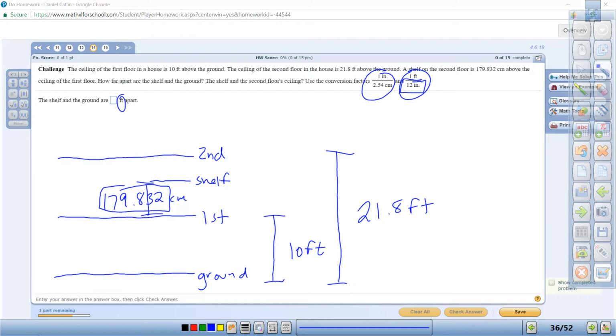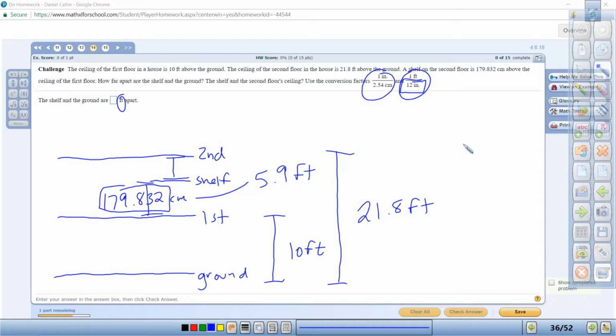And in this particular problem, when you divide that out, it comes out to be 5.9 feet. Okay, so we've got 5.9 feet here, plus the 10 feet that are there. To get from ground to shelf, we'd have to travel 15 and 9/10 feet. And that would be the first part of the answer. Okay? And then the second part of the answer wants to know this distance here. It wants to know how far it is from the top of the shelf to the second floor.